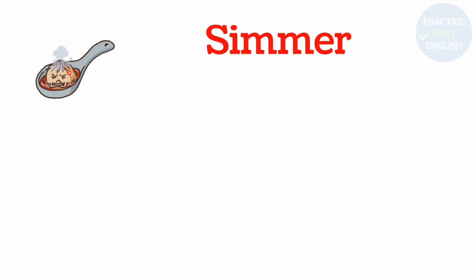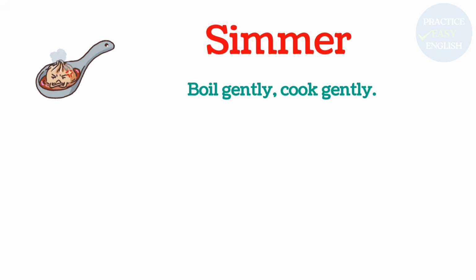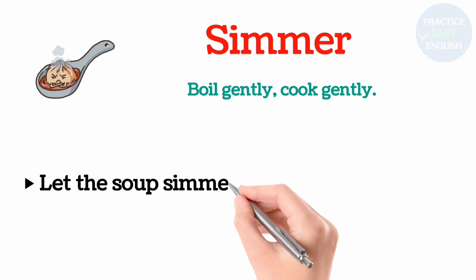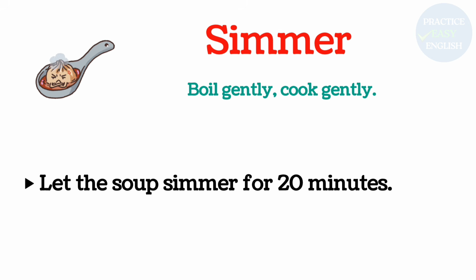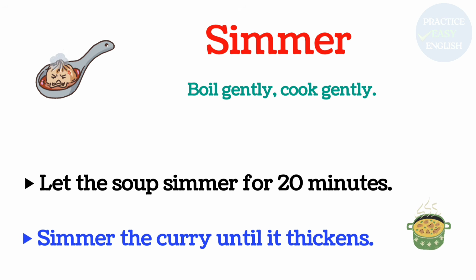Simmer. Boil gently, cook gently. Let the soup simmer for 20 minutes. Simmer the curry until it thickens.